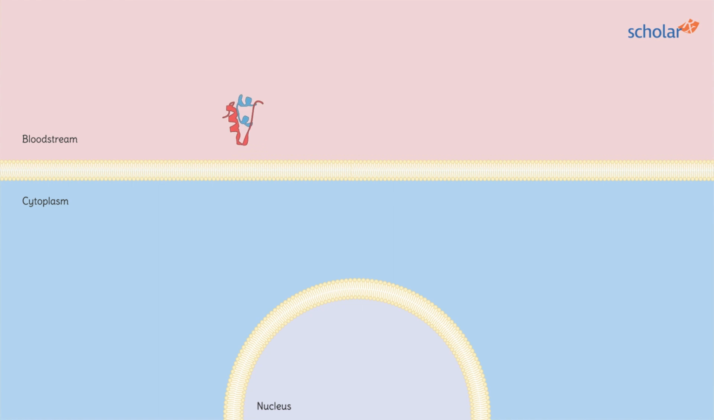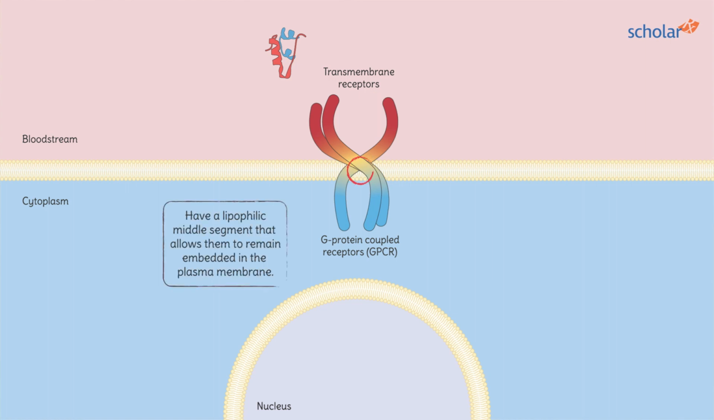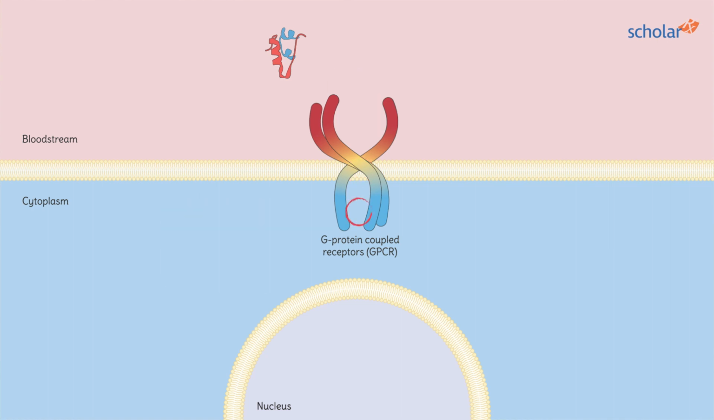However, they can't cross the plasma membrane when they reach their target cell, since they aren't lipid soluble. So to achieve their intracellular effects, cells use multiple classes of transmembrane receptors, the most important of which are the G-protein coupled receptors. These proteins have a lipophilic middle segment that allows them to remain embedded in the plasma membrane, with one hydrophilic end protruding into the cytoplasm and one hydrophilic end sticking out of the cell.